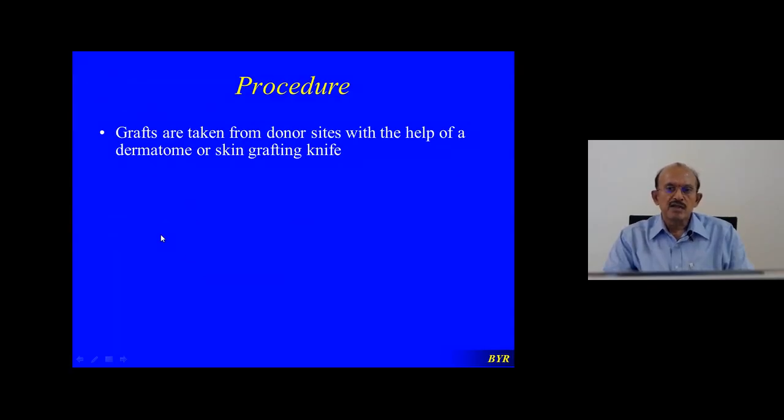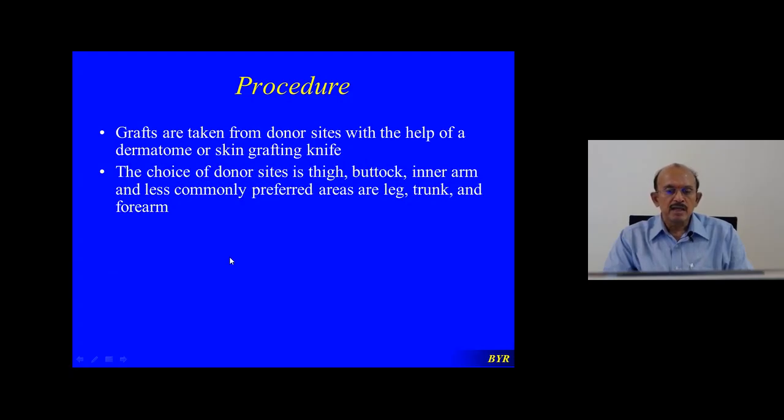Procedure: grafts are taken from the donor sites with the help of a dermatome, that is also called the skin grafting knife. The choice of donor sites being thigh, buttock, inner arm, and less commonly preferred sites are the leg, trunk, and forearm. So from the thighs, buttocks, inner arm, the grafts can be taken. If still some grafts are required, then you can take them from the leg, from the trunk, and from the forearm also.